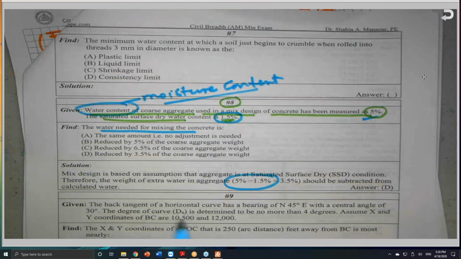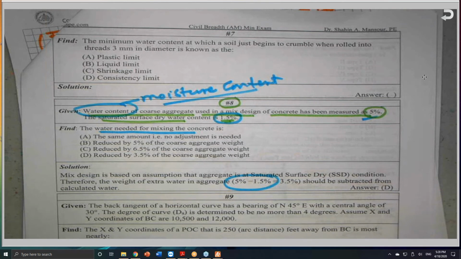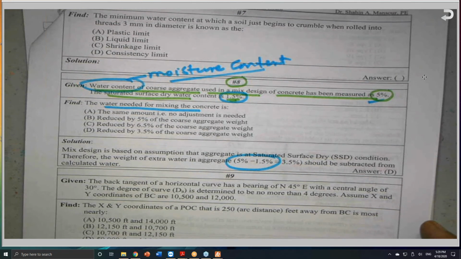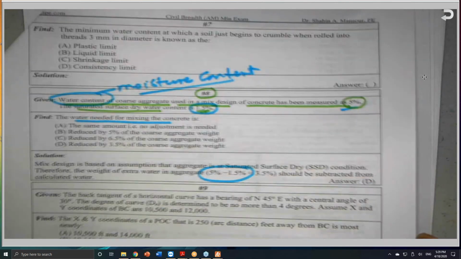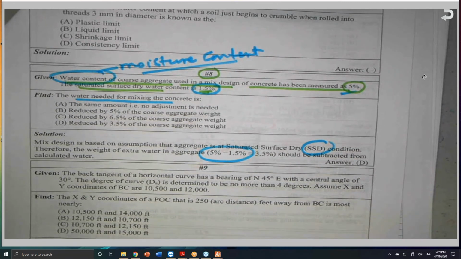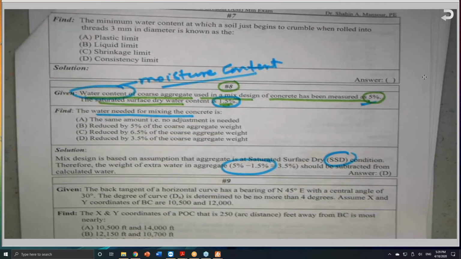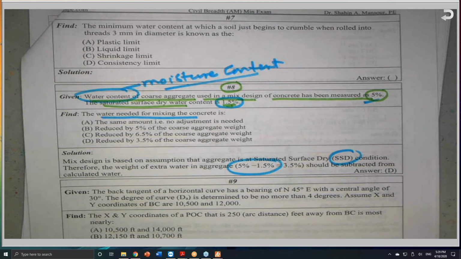So don't forget this. I remember I solved a problem last week with the construction group, and there is no surface water adjustment because of the SSD condition. The aggregates were in the SSD condition, the saturated surface dry condition. So I need you to be aware of that. So far, so good? Great. Okay.